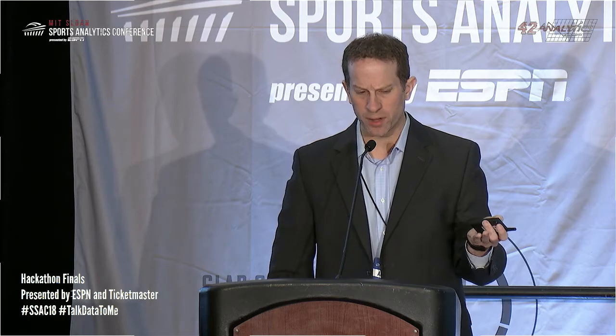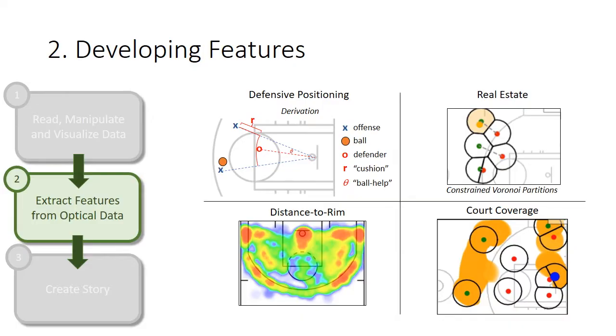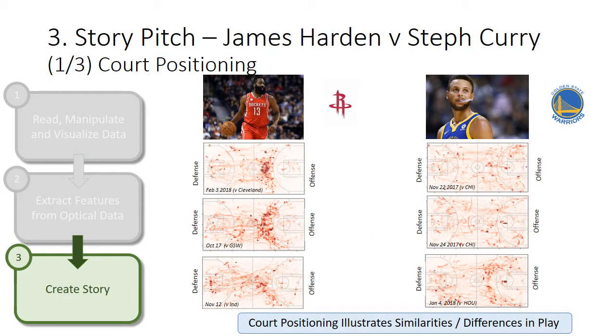I also looked at court coverage, that paint that I showed you in the last chart. During a half-court set, how much of the court does the ball end up covering and containing? And then lastly, I looked at some traditional things like distance to the rim as well. Okay, so jumping into the story, there were 3 elements that I jumped on and focused on.